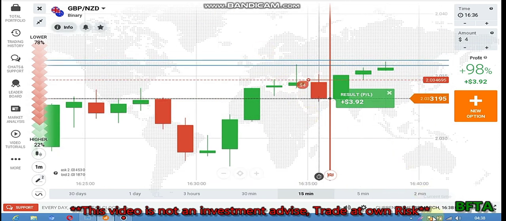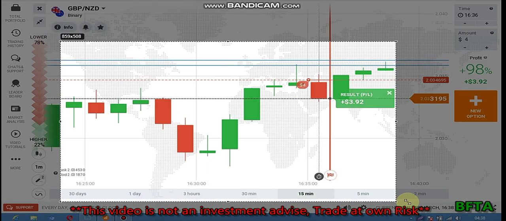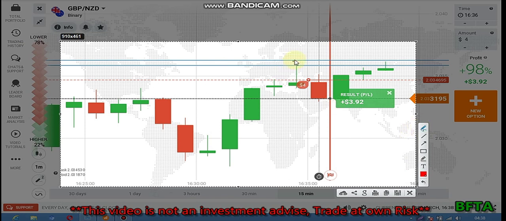And this one I place put option because from this level I can see a strong rejection from sellers, and this is a weak bullish candle. Previous candle also is a weak bullish candle with a rejection from sellers, so the buyers are weak here. That means the sellers will form a bearish candle. That's why I place a put option.